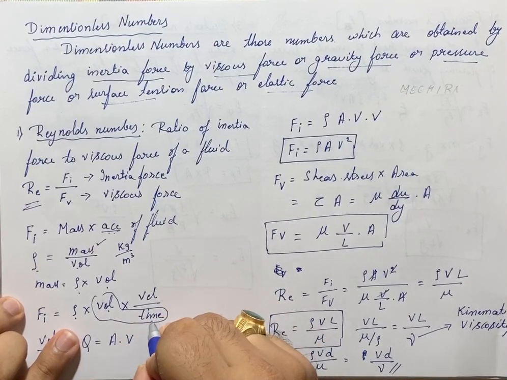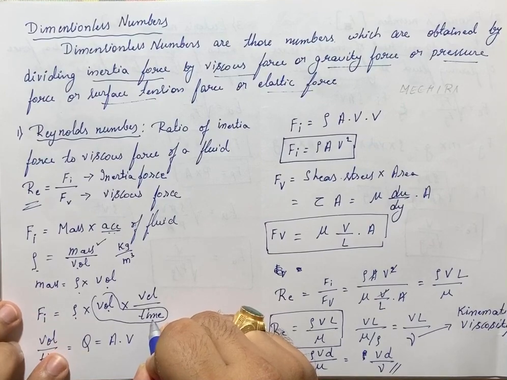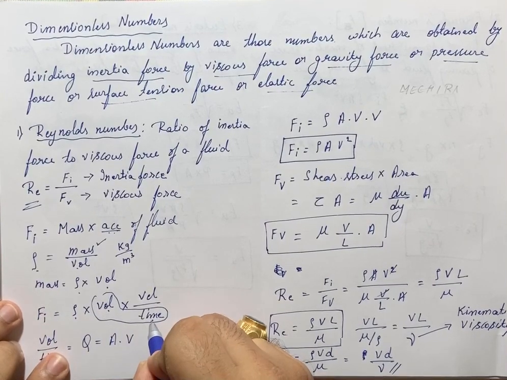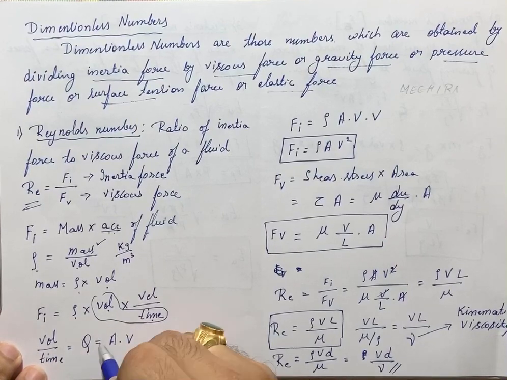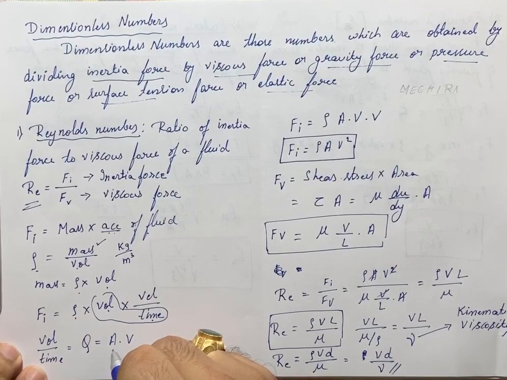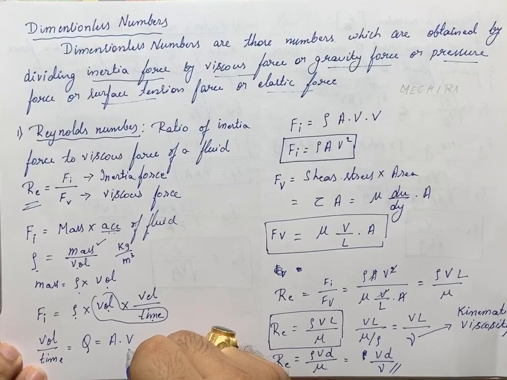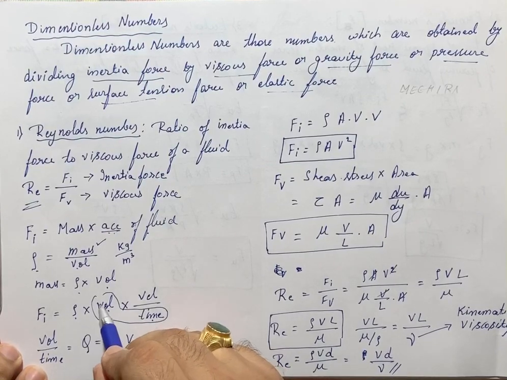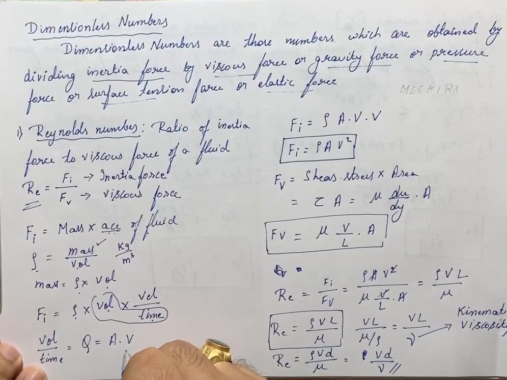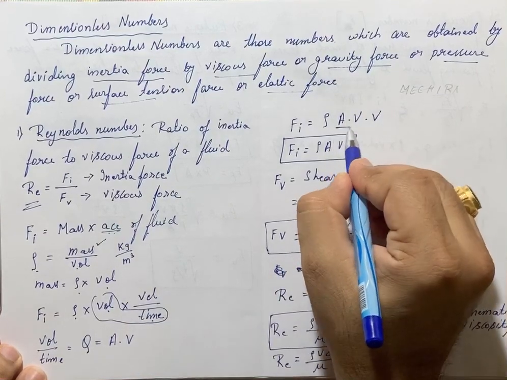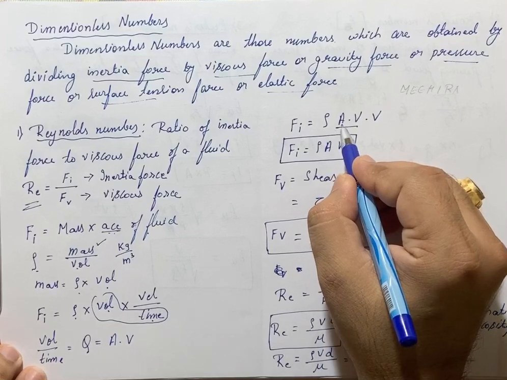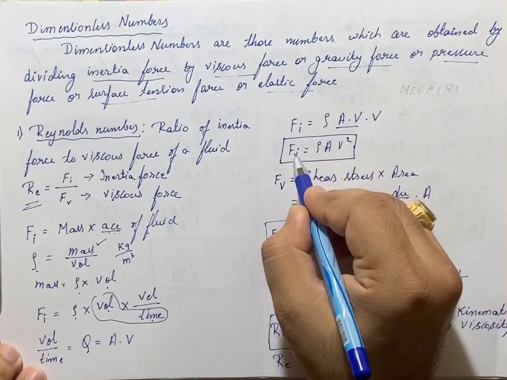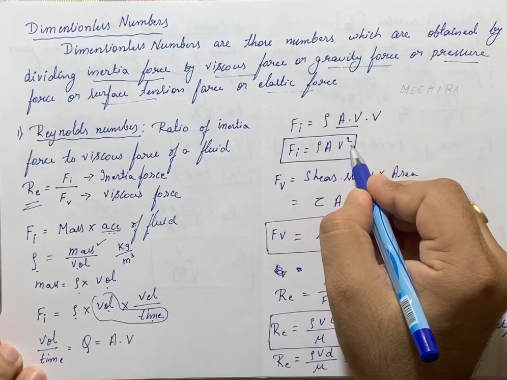Now, volume by time is nothing but the discharge, that is meter cube per second, discharge Q. Q I can write in terms of area into velocity. So, in place of volume by time, I will substitute area into velocity. That means Fi, the inertia force, is rho A V into V. So, Fi becomes rho A V square.